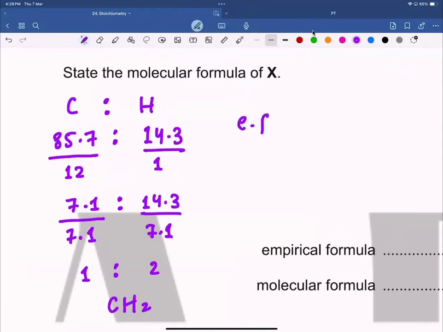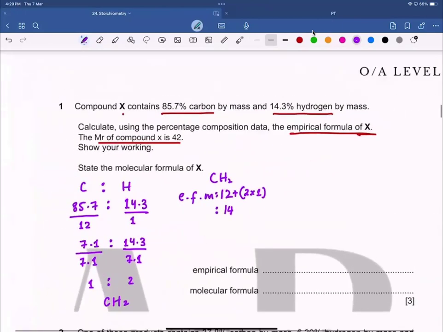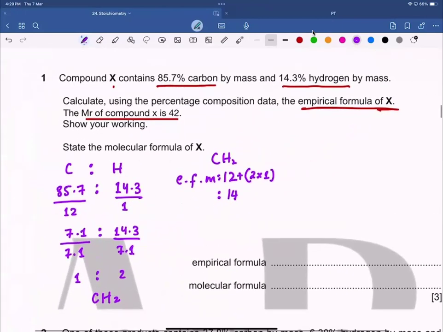Now, empirical formula mass, it's CH2, right? So how many carbons do we have? 12. How many hydrogens do we have? 2 hydrogen and the AR of hydrogen is 1. So the empirical formula mass becomes 14. Is this clear? Yes, sir.